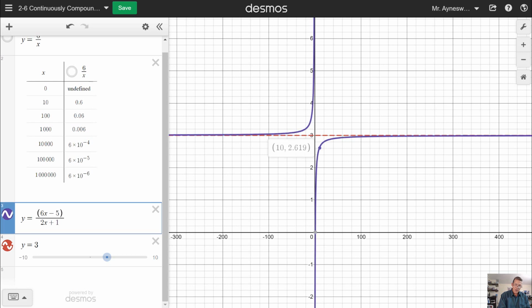And notice that your graph approaches it, right? It gets closer to it. It never crosses it, never touches it, never reaches y equals 3, but it gets pretty close. All right, and so we say the limit is 3, guys. So let's take a look at the table of values here too.